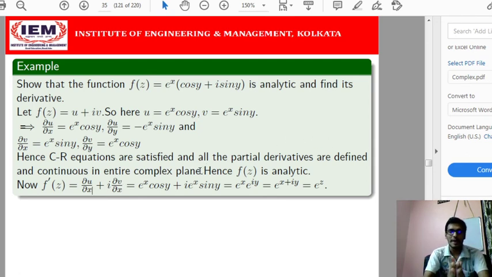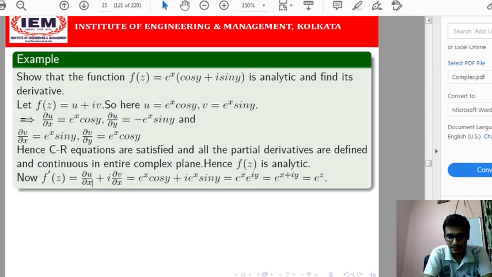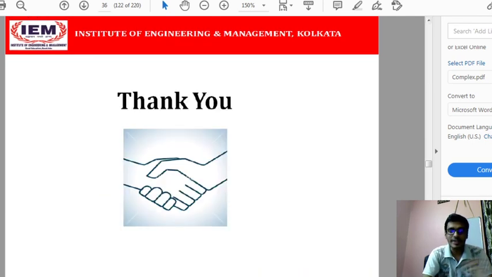By this example, we are showing that f(z) is analytic and finding its derivative in terms of the partial derivatives of the real part and imaginary part. So in this lecture, we have discussed how we can represent the derivative of a complex valued function with respect to the partial derivatives using the Cauchy-Riemann equation. Then I discussed one example where I verified whether a given function is analytic by considering its sufficient condition, and I found the derivative of that function with respect to the partial derivatives.